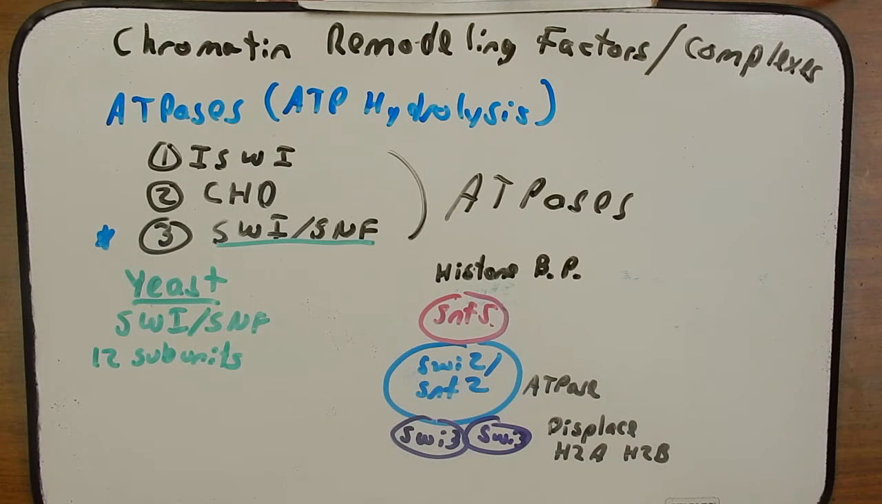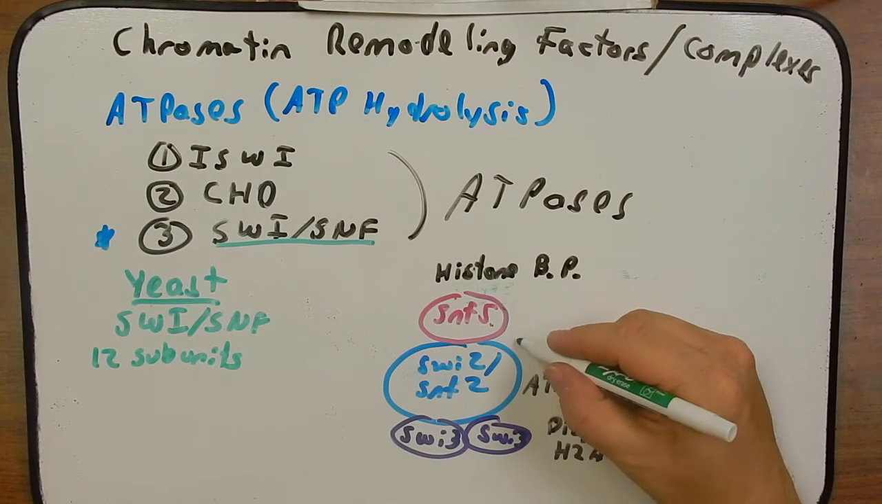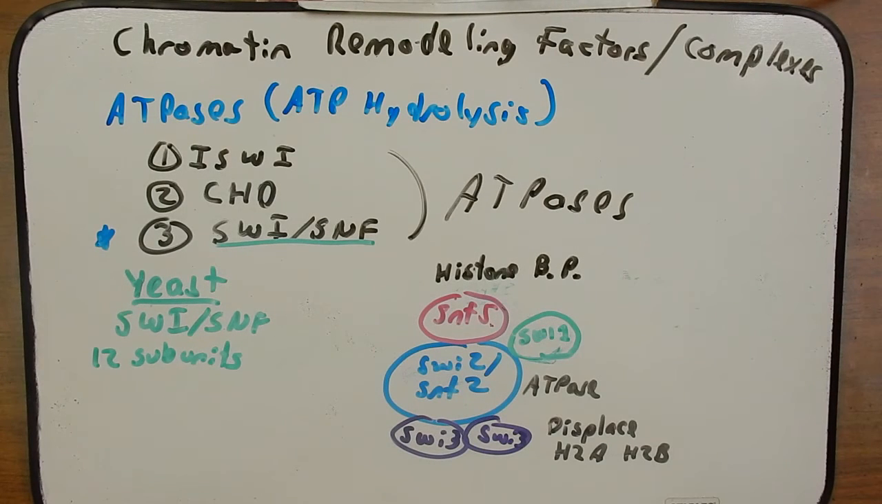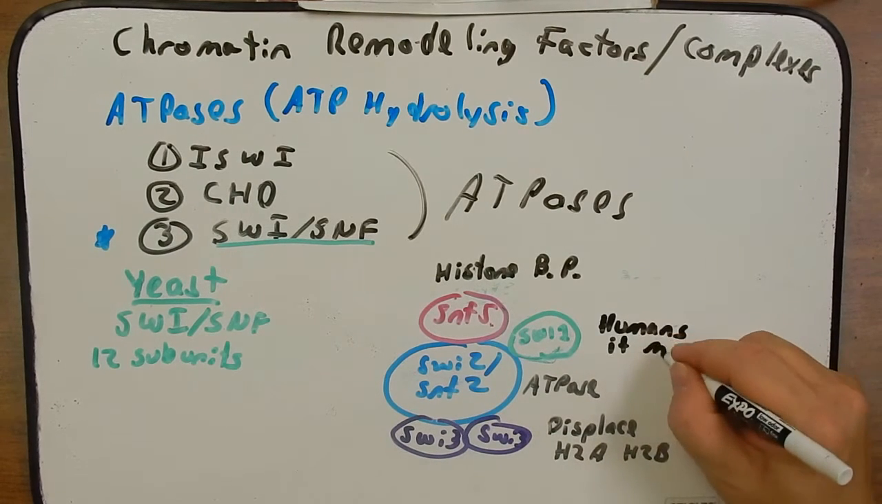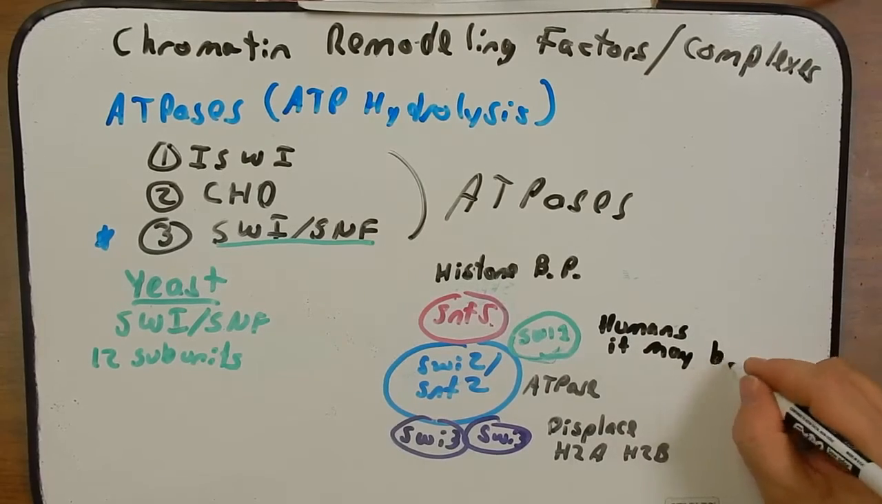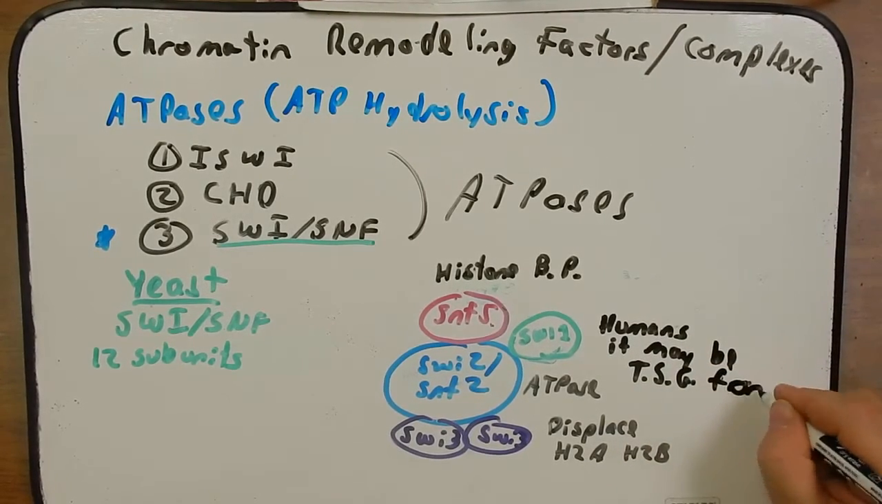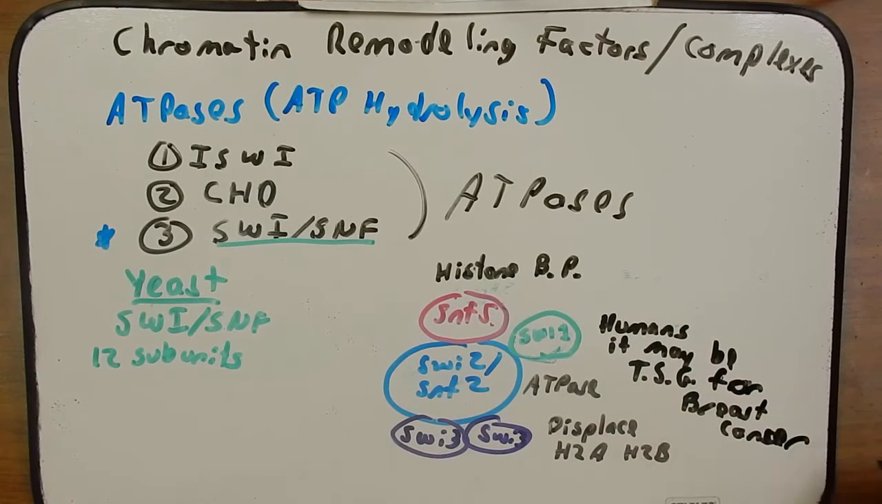Okay, another one I want to mention here is SWI1. And it's involved in some very specific activities in yeast, like mating type switching and some other things. But the reason I want to point this one out is because in humans, there's some evidence it may be a tumor suppressor gene, TSG, for breast cancer. So we want tumor suppressor genes to be turned on because they help prevent cancer.